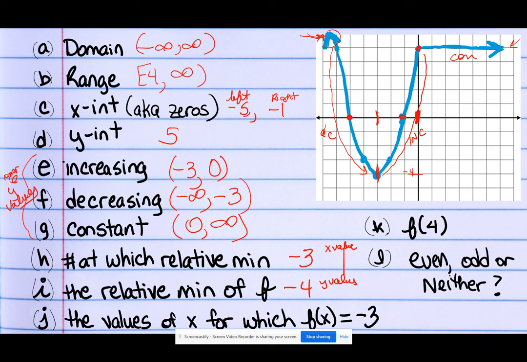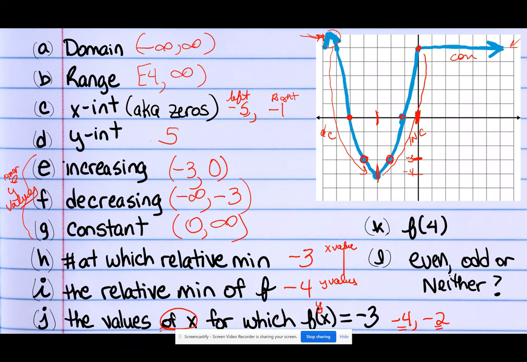And then this J, this is a really interesting question. It says the values of X for which the function is negative 3. Where is the function negative 3? Here's negative 3 for the function. This is like your Y. Y is negative 3. And the X values for that, the one on the left is negative 4, and the one on the right is negative 2. So we have two values of X. Again, these are X numbers where the function is negative 3.